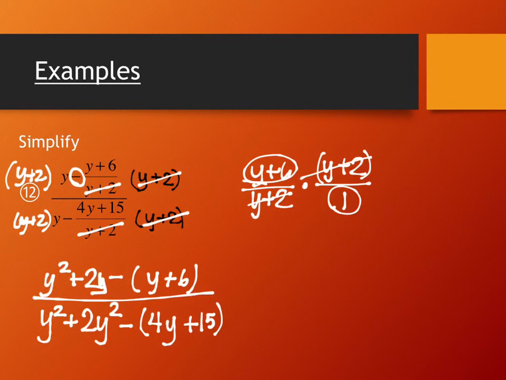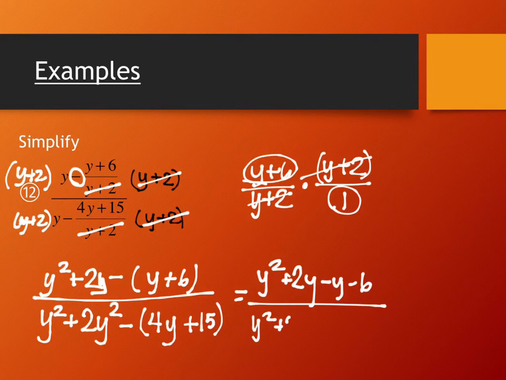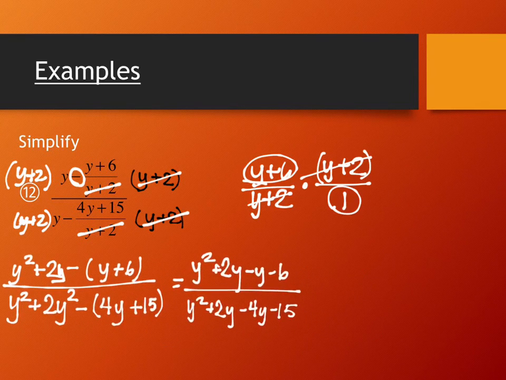Okay. We have a little bit more cleanup down here to do. So I have, let's see, y squared plus 2y. I'm going to distribute my negative through, so I have negative y and negative 6. And then I have y squared plus 2y. And then I have negative 4y and negative 15. So I need to combine like pieces, like terms, and see if there's any way to simplify any further.